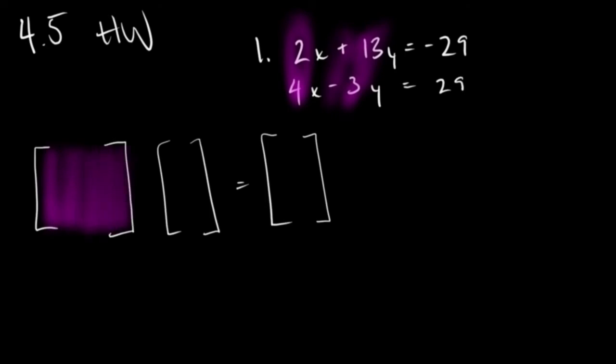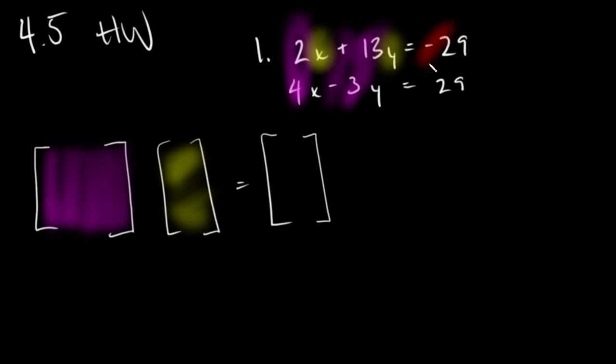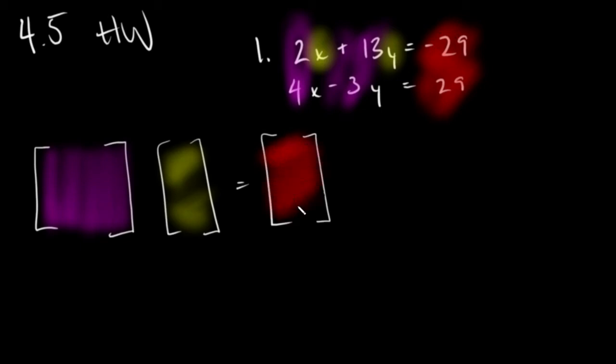Then all of your variables, without repeating them, in the order that they are present here, so x and y, go here. This is the variable matrix. And then we have the constant matrix that is created from the answers. So both of the answers go here. And so by placing these numbers here, that is a 2 and a 13, and then 4 and negative 3. Then the variables are x and y. And then the answers here, negative 29, positive 29.